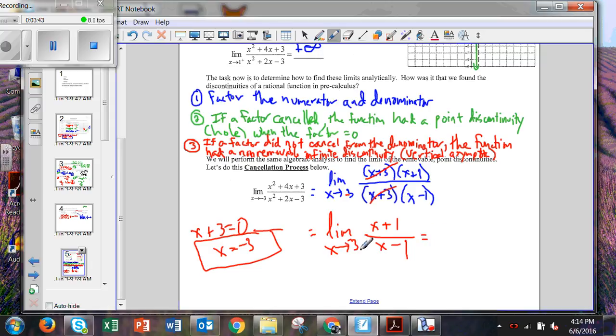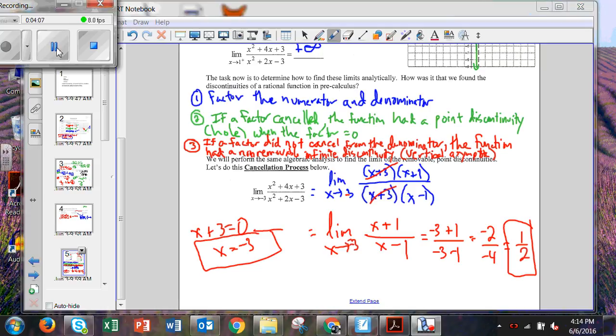So now I just do direct substitution. Again, it's supposed to be negative 3. Negative 3 plus 1 all over negative 3 minus 1. Negative 2 over negative 4, which they gave us from the diagram up above, was 1/2. So that's how I can algebraically find the limit even though it's undefined. I use the cancellation process. So I have to cancel first, then use direct substitution. That's going to be it for part 2 of the notes.